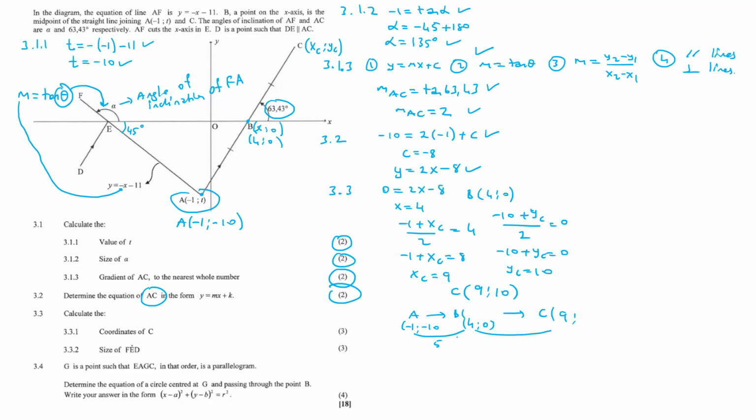-10 to 0 is 10 units up. So from 0, 10 units up, you'll end up with 10. Okay. So basically the formula was x, y to x plus 5, y plus 10. Okay, that is the alternative solution, if you didn't see the first one.